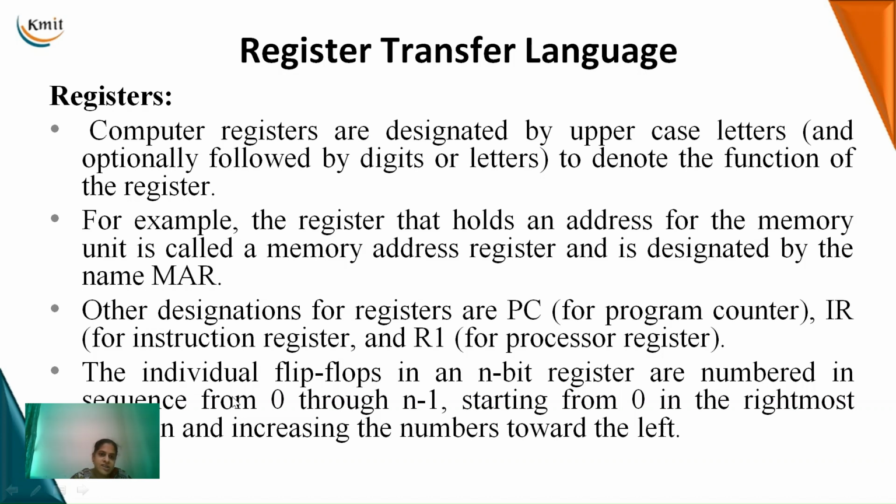And coming to the bits in a register, an n-bit register can be numbered in a sequence from 0 to n minus 1. The numbering of the bits starts from 0 in the rightmost position and increases towards the left. So if I take a 16-bit register, the numbering of the bits starts from bit 0, and goes up to bit 15. That is represented by a 16-bit register.